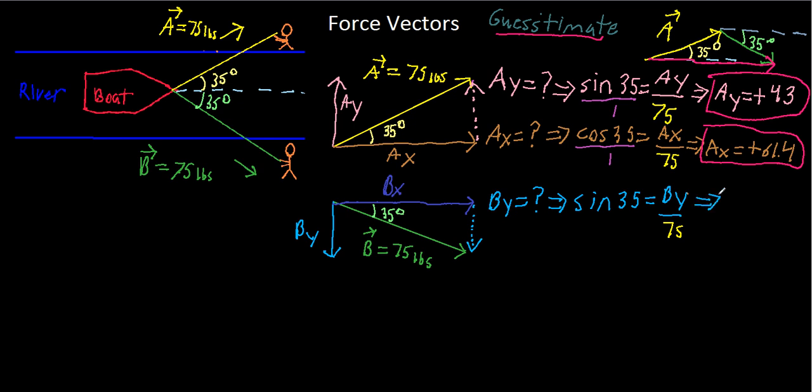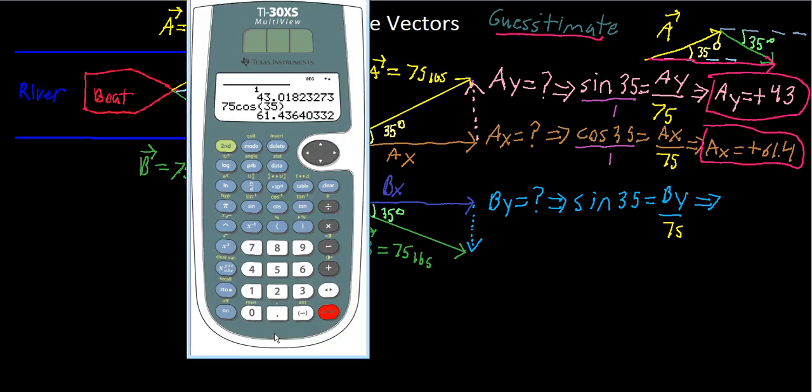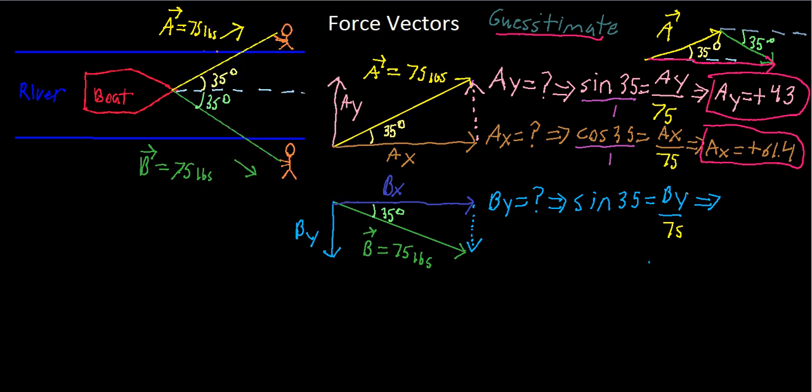So it hasn't changed. We're going to type it in the exact same way in our calculator. In reality, we really don't even have to type it in because it's going to be the exact same question as before. It's going to be the sine of 35 times 75. And I got to make sure I put my parentheses there, so it's not the sine of 35, 75. But we type it in and we get the exact same numbers as before. We get b of y equals 43. And it's negative 43 because it's going in the negative direction. It's going downward.